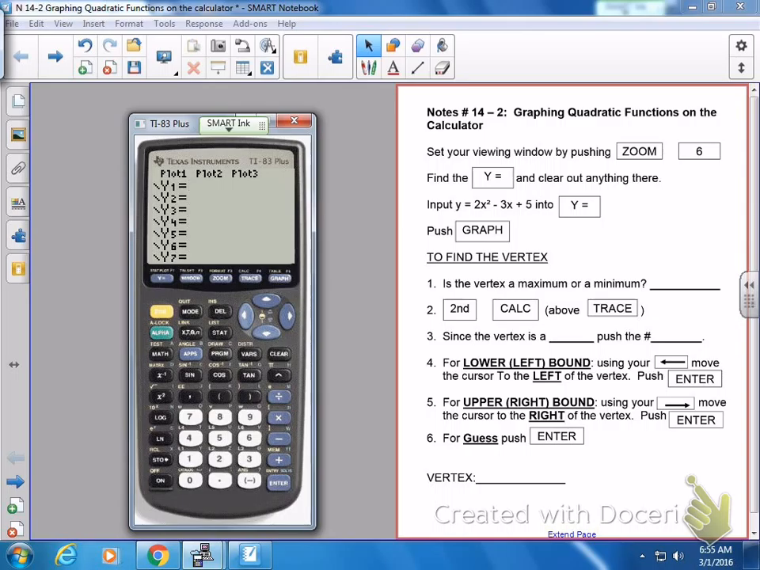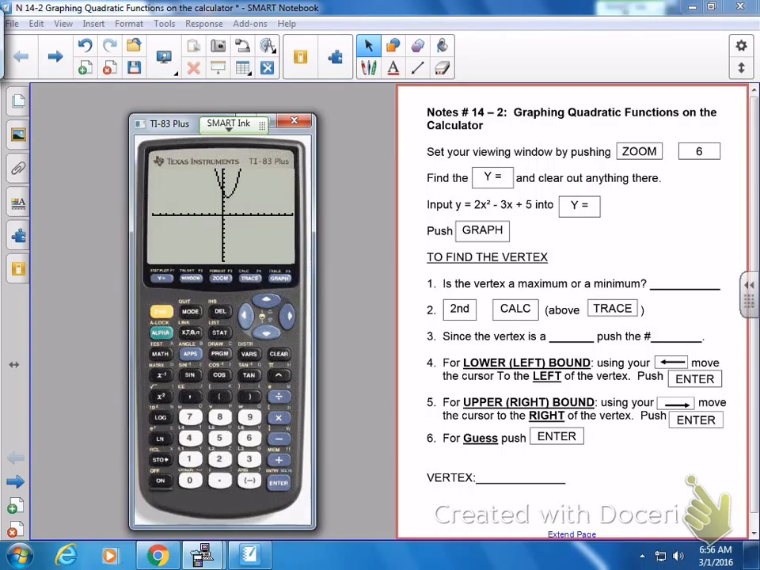You have to do this carefully because if you're going to mess this up, this is the part where it's going to happen. I have 2x squared minus 3x plus 5. Now at this point, I want to make sure I'm not going to mess this part up, so I'm going to check and make sure I have exactly what I have on my paper. 2x squared minus 3x plus 5. So we're good there. I'm going to hit graph.